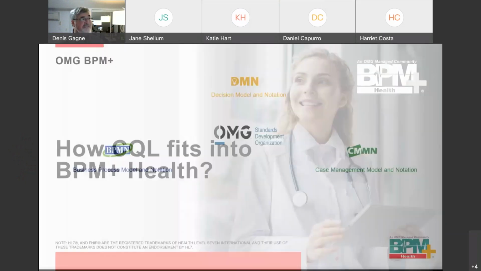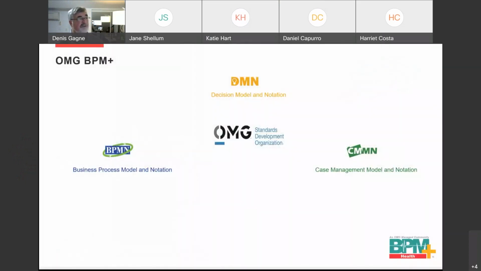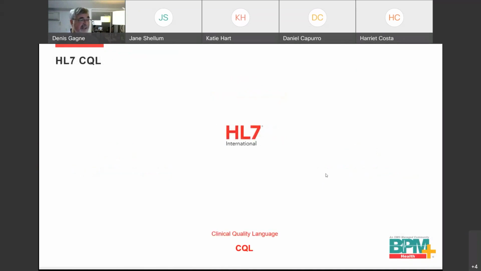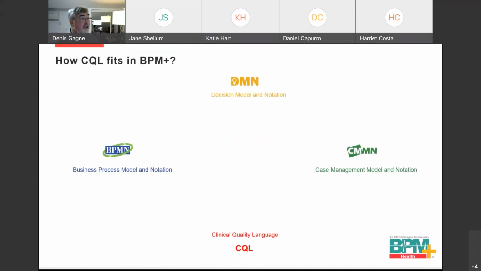these elements. So fundamentally, we want to address OMG's BPM Plus, namely BPMN, the business process model and notation, DMN, the decision model and notation, and CMMN, the case management model and notation, and how it relates to HL7 CQL, which is the clinical quality language. So how does CQL actually fit into all this mix? I'm going to try to address this from different perspectives to generate some conversation after.